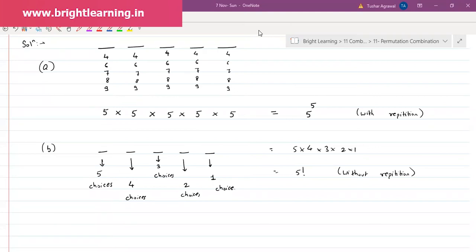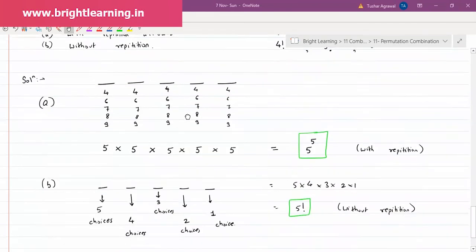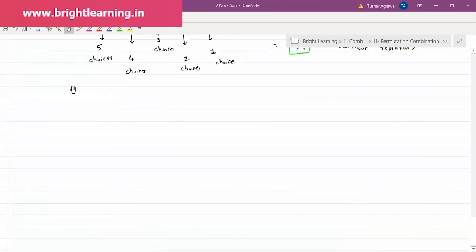Afrin, you typed 5 to the power 4 here. That's why I said wrong. If you had written 5 to the power 5, then it's correct. Now I will step up the level one more. We'll go to another level now.